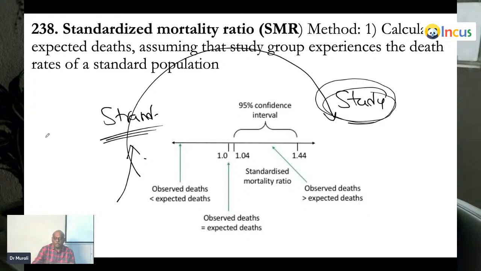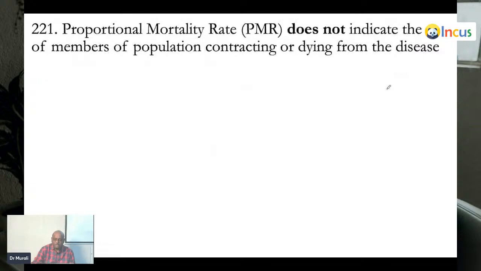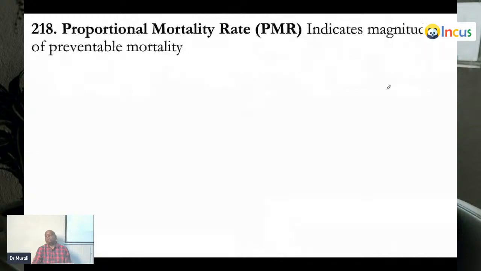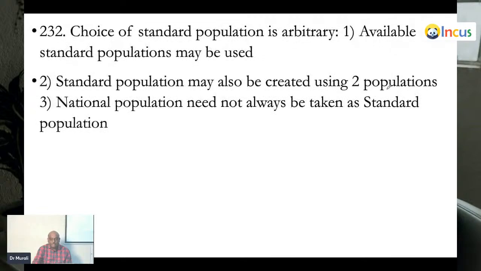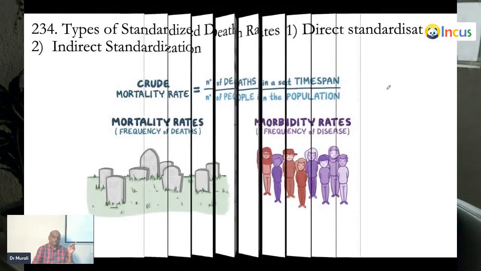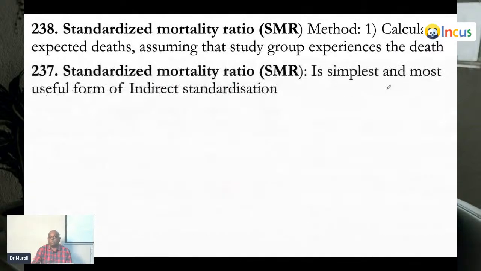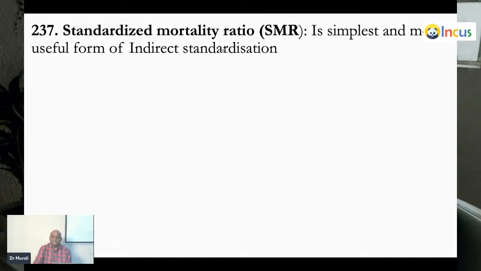For example, between the age of 60 to 70, 20% is the mortality in the standard population. Then in the study population, you check how many people are there between 60 to 70. And then you apply the mortality rate of the standard population to the study population. Then you calculate what is called the standardized mortality ratio, which is indirect standardization. That's what you need to remember.